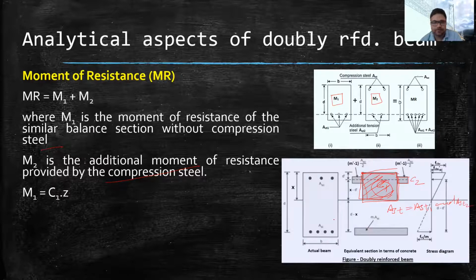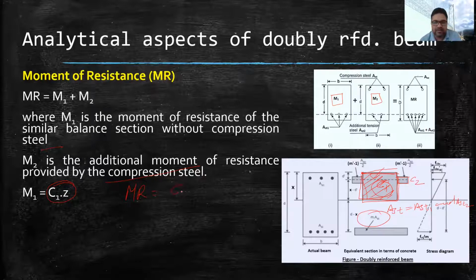So that is why we are using the compression force only, because it is very difficult to distinguish AST1 and AST2 from this area. So that is why we are going to find out the moment of resistance from the concrete side only. Concrete side means we are finding the force. I hope you remember that MR can be calculated from the concrete side.